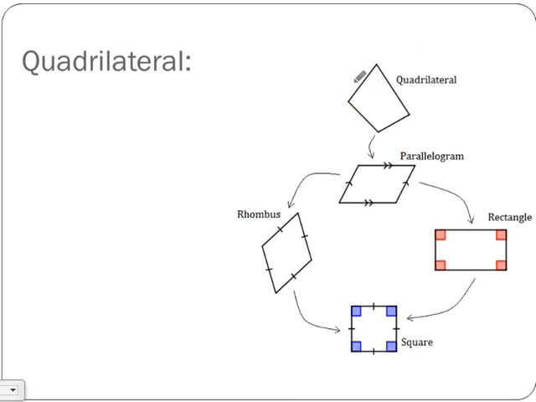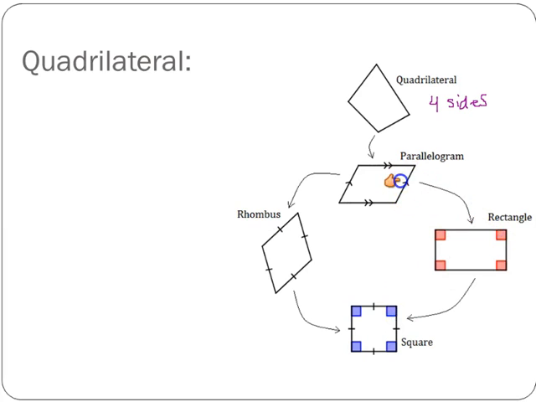So, parallelograms are quadrilaterals, because quadrilaterals are any four-sided figures. Now we've been focusing on parallelograms just last week. This week we're going to look at special types of parallelograms, which include rhombuses, rectangles, and squares.